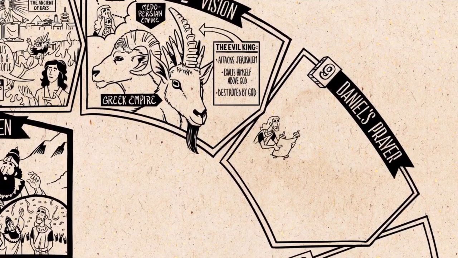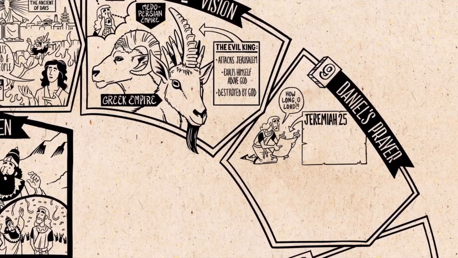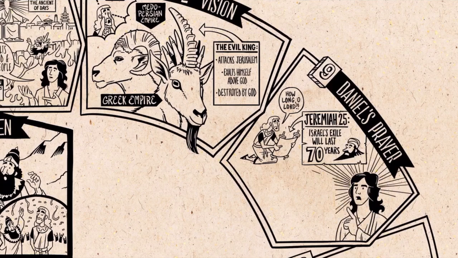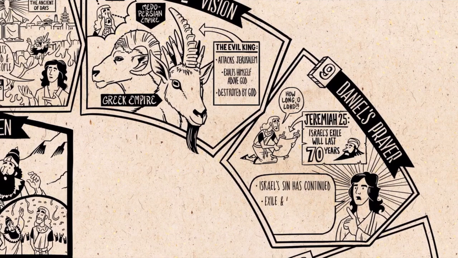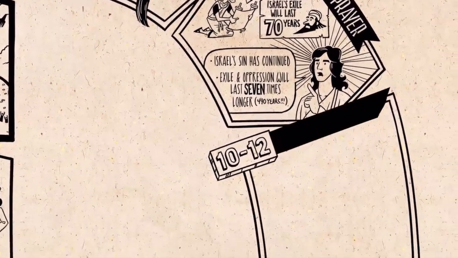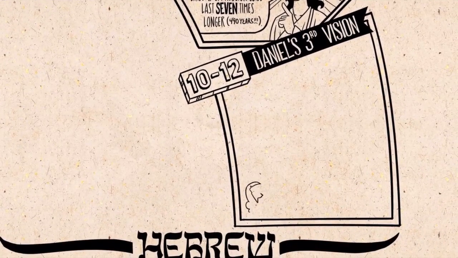Now, by chapter 9, Daniel is very puzzled, especially as to when all of this is going to take place. And so he consults the scroll of the prophet Jeremiah, where God said that Israel's exile would only last 70 years. So for Daniel, the 70 years is almost up. And so he asks God to fulfill his promise soon. But an angel comes and informs him that Israel's sin and rebellion has continued. And so their time of exile and oppression will continue on seven times longer than Jeremiah envisioned.